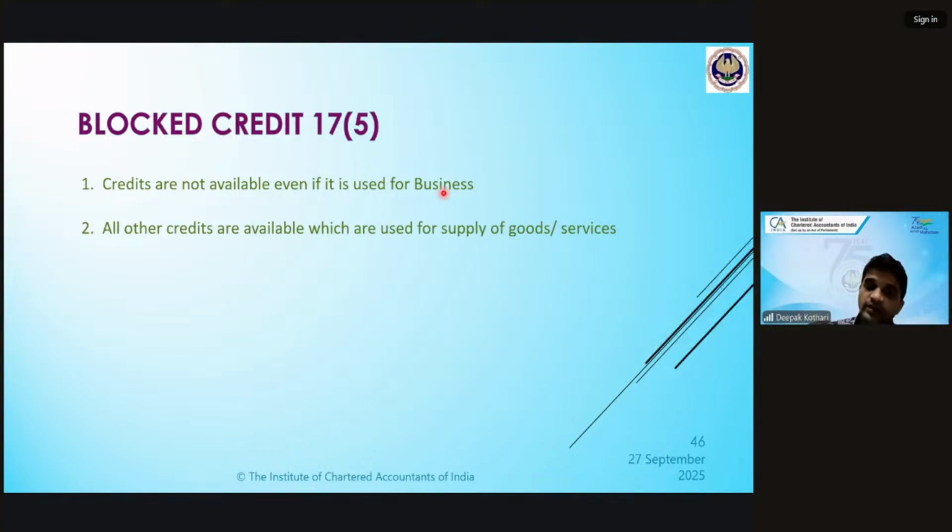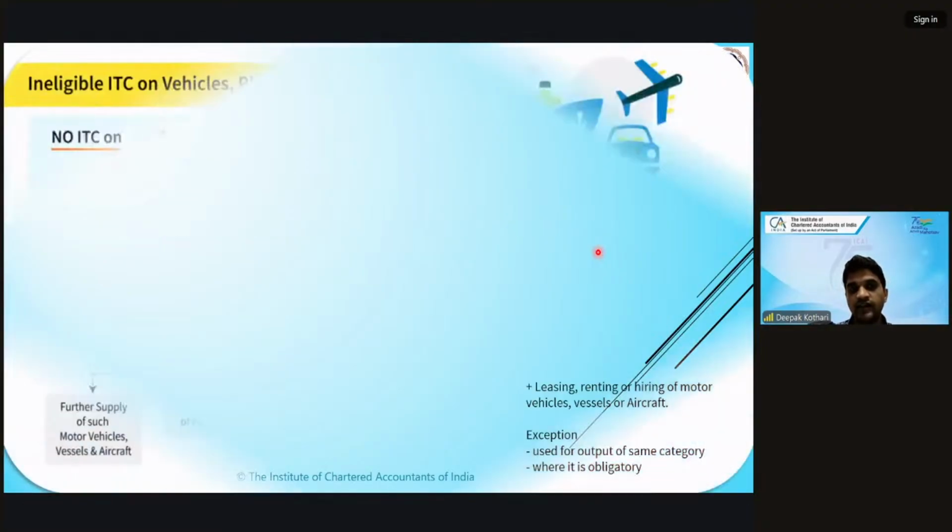But when it comes to block credit, it is a special category. The government recognized while drafting the law itself that some credits, even if you use them for business, I can't give you, unfortunately. So these are called block credit. These are credits which are not available even if it is used for business. And all other credits are available provided they are used for supply of goods and services. So we have to block this credit whenever somebody buys these goods or services. They're using it for the business, still they will not get credit of this. Now, what are these block credits? Very important.